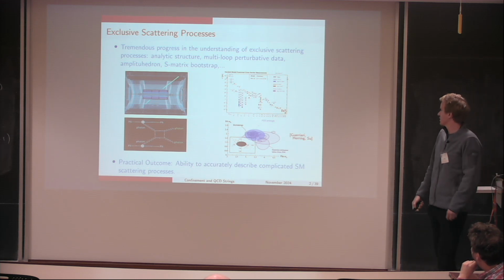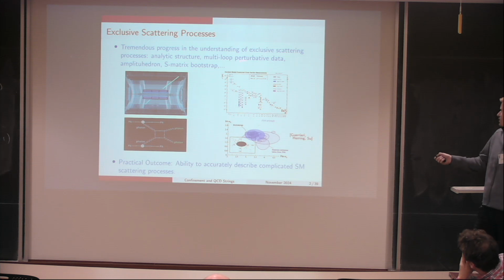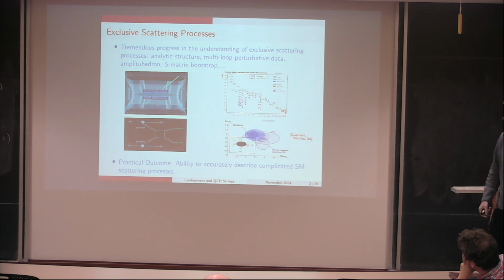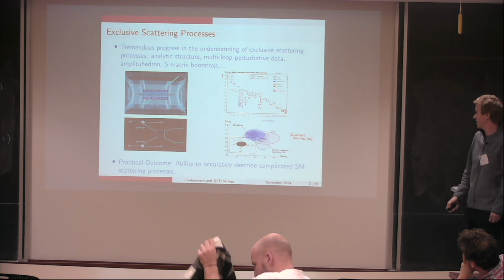From a practical perspective, what this allows people to do is to compute at very high energies in perturbation theory a huge wealth of very complicated scattering processes at the LHC, for example involving many W and Z bosons. And more recently, using both effective field theory and bootstrap, people are starting to be able to compute low energy exclusive scattering for hadronic states.